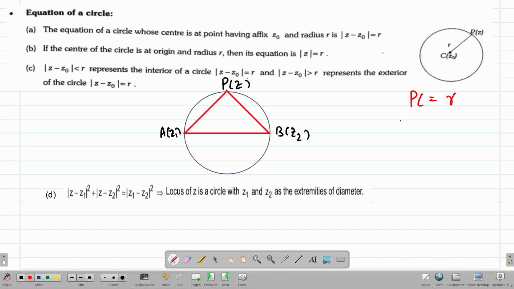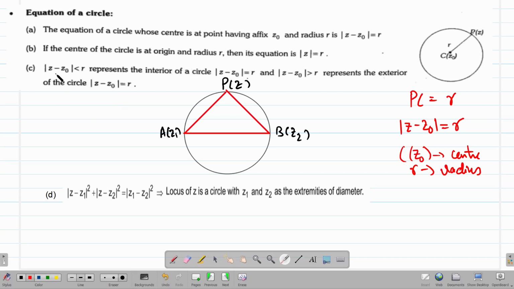That means we are following the condition that PC is equal to a constant, and that constant is r. In terms of complex numbers, this can be written as mod of Z minus Z naught equals r, where Z naught is the center of the circle and r is the radius of the circle. Now next, if the center of the circle is at the origin and radius r, that means we put 0 here, and we get mod of Z equals r. The locus here is a circle with center at origin and radius r.